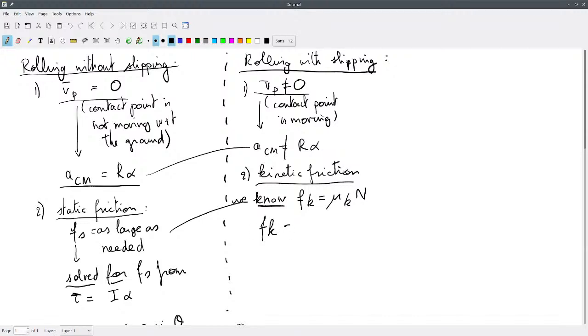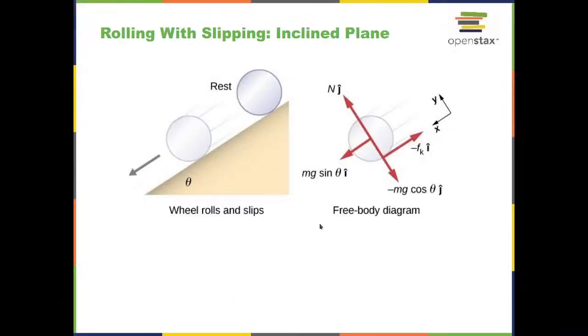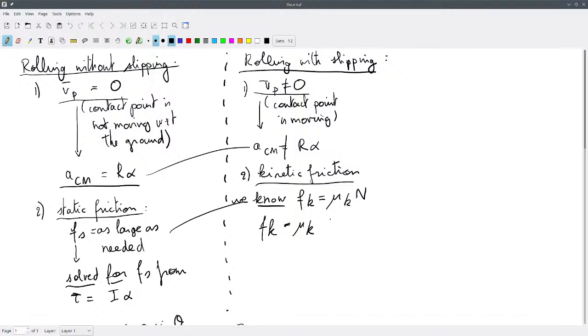And so if we look at this, we have mu k times the normal force. The normal force we can derive from the equations in the y direction. So this is the y direction here. The normal force is going to be equal in magnitude to the force of gravity along the y direction. So the normal force will be equal to mg times cosine theta. That is because there's only acceleration along the slope. There's no acceleration in the y direction. So this is mu k mg cosine theta. That's our force of kinetic friction.